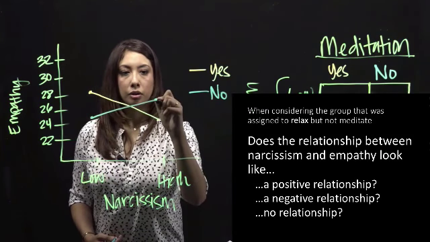And now when we look at the line that Amber has drawn, and we ask, all right, when we're thinking about the group that was assigned to relax, not meditate, does the relationship between narcissism and empathy look like a positive relationship, a negative relationship, or no relationship? When they were just assigned to relax, as narcissism increases, so does empathy. So that's describing a positive relationship.